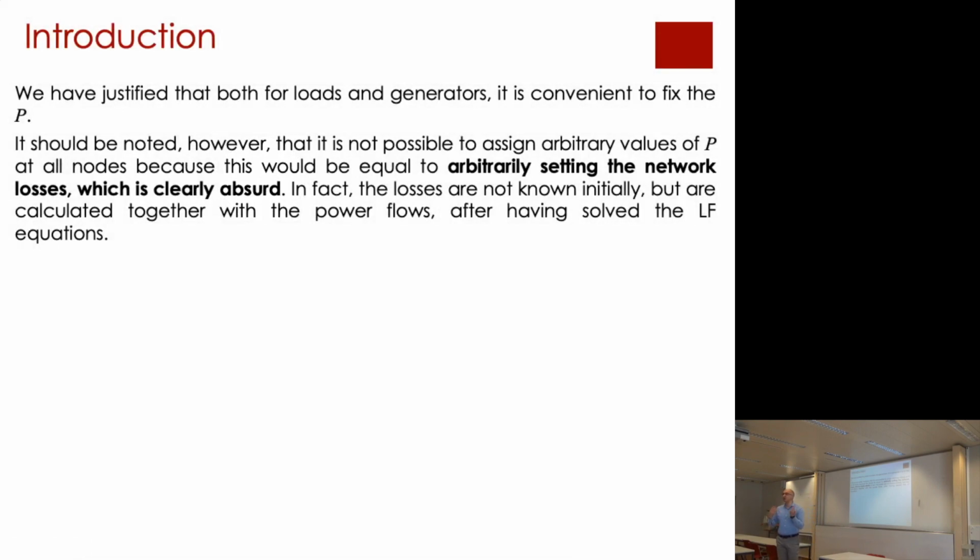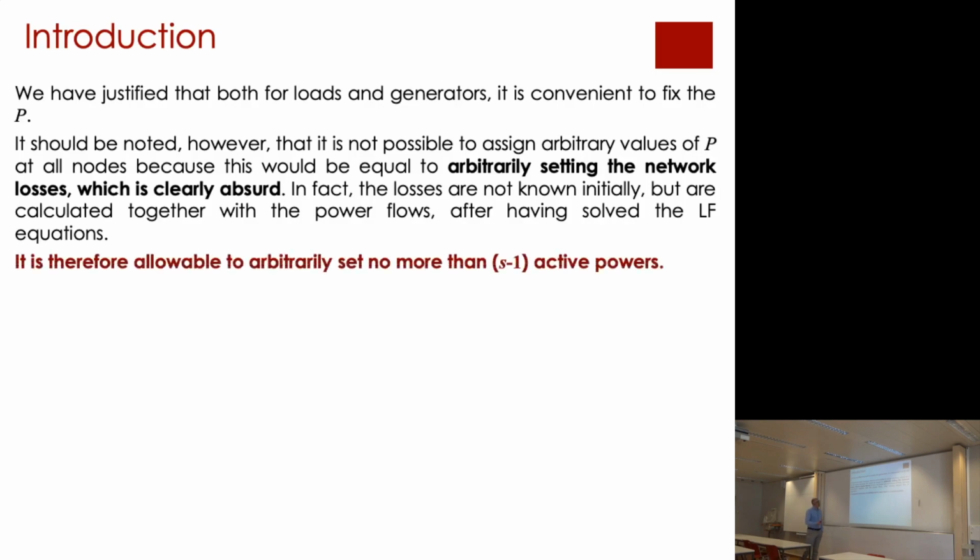Because the losses in the system are a consequence of your load flow computation. So if you fix the active power everywhere, most likely your solution will be impossible. You cannot solve the load flow problem because you are a priori fixing the losses in the system. Okay. Now, since this is not possible, what you have to do is to unlock one of the generation buses.